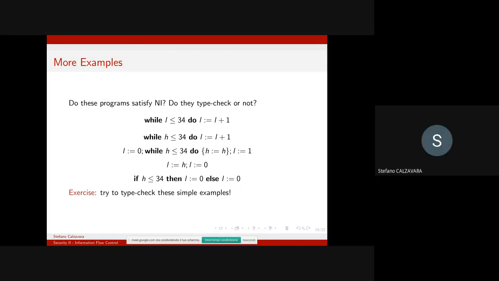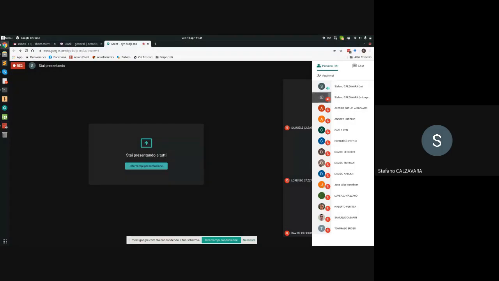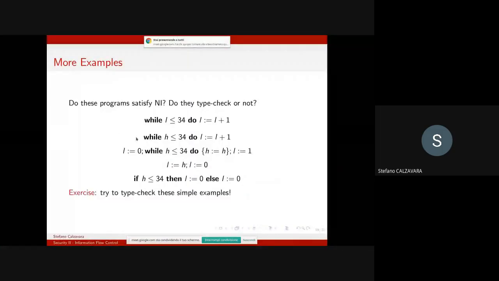So this is a program which for sure is secure because it's not working on confidential data at all. And it is possible, you can try at home, to actually type check this program using the type rule we've just shown. Let's try now the second program. So Moruzzi, do you think this second program is secure?